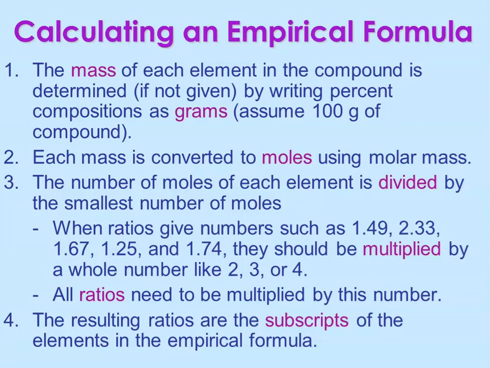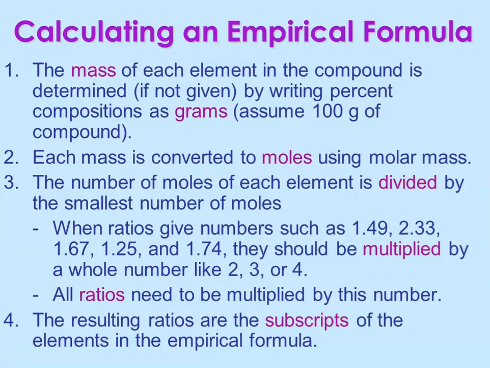So in step 3, we take the moles that represent the smallest number of moles for the elements that are present in your compound, and we divide all of the moles of the other elements in the compound, as well as that element, by the smallest number of moles. And at this point, you should be getting pretty close to either whole numbers or to ratios that represent pretty common fractions, like 1.5, 2 1/3, 1 3/4.